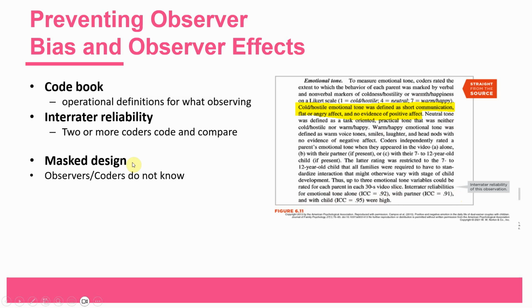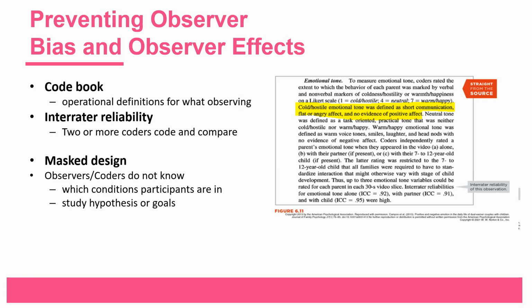Another important component is to use the possibility of a masked design. Now, this can't happen all the time, but when you use a masked design, the people that are doing the observations or doing the coding do not know which conditions the participants are in, and they don't know the study hypothesis or goal. So, going back to the study that we looked at with the moms and the toddlers in the lab, they were looking at the verbal interactions between the mom and the toddler when the mom had a cell phone, when she was on a magazine, or when she was in free play.